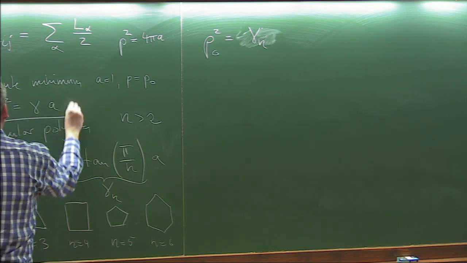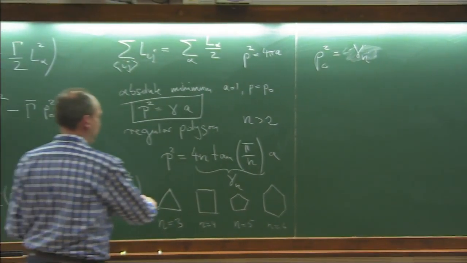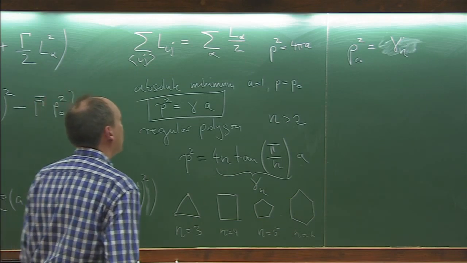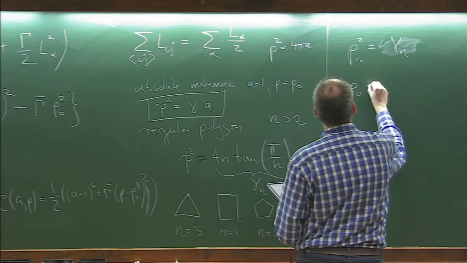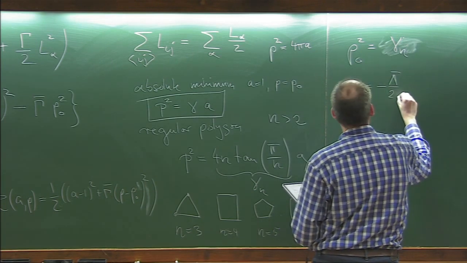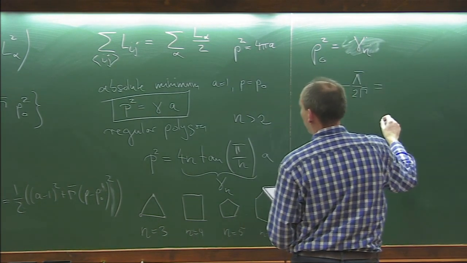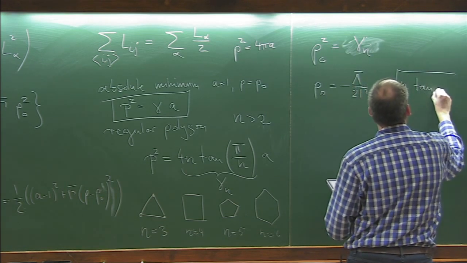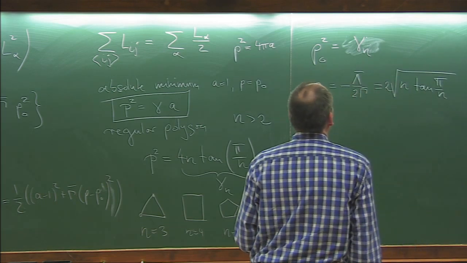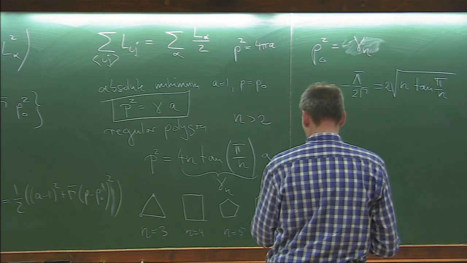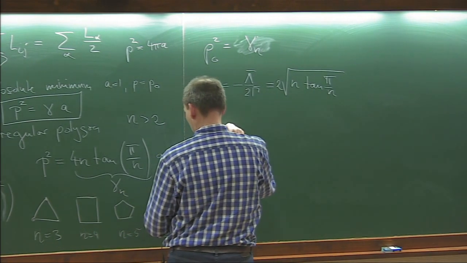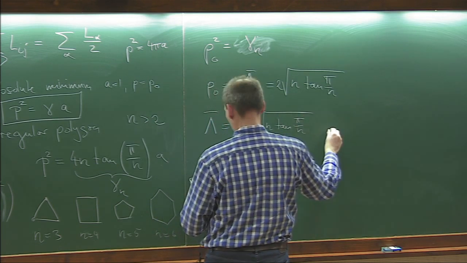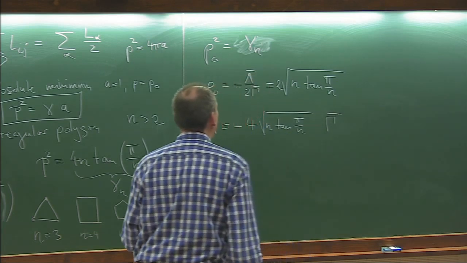Gamma is defined here. And for regular polygons it is given here. So this means that P0, which is minus lambda over 2 gamma bar, then becomes 2 times the square root of n tangent pi over n. And we can write this as lambda bar equals minus 4 square root n tangent pi over n times gamma bar. And this is a line in the diagram.